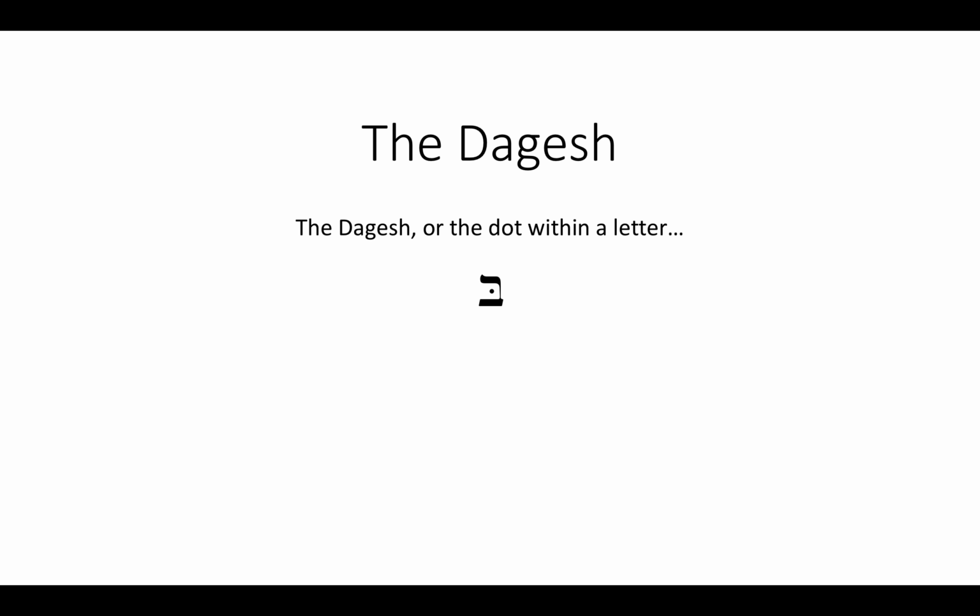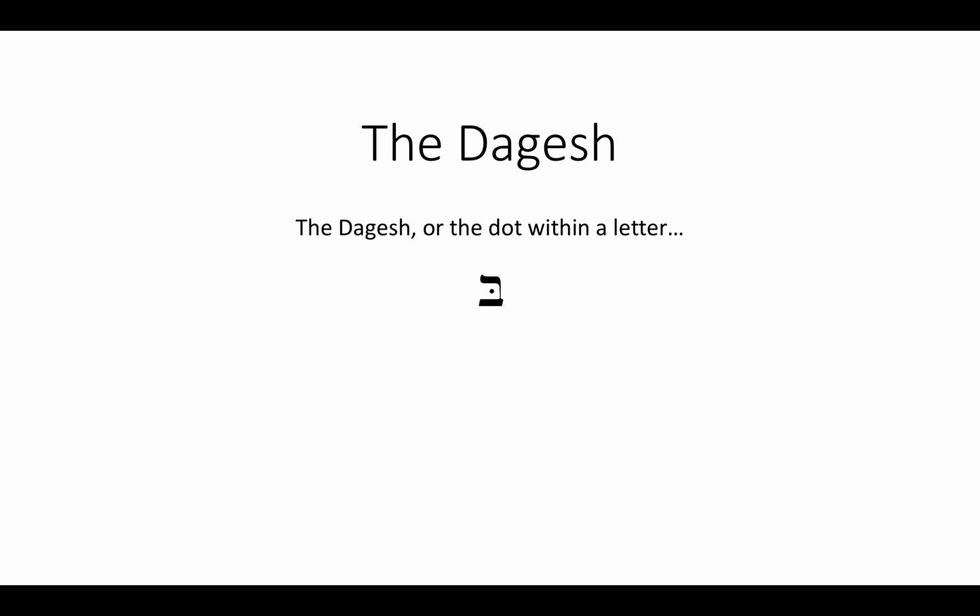So the dagesh is the dot within the letter. And remember, this was not originally part of the text of the Bible, but these little dots and the vowels were added to help people remember how to read the Bible correctly, or at least correctly in the eyes of the people that were producing the text or reproducing the text.